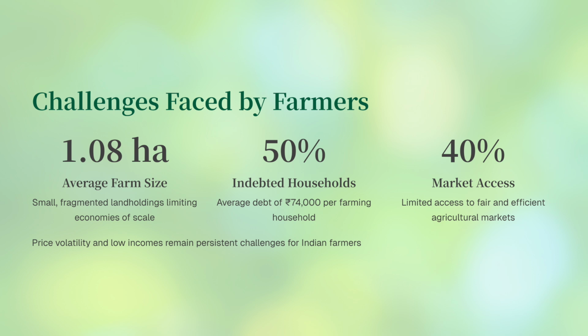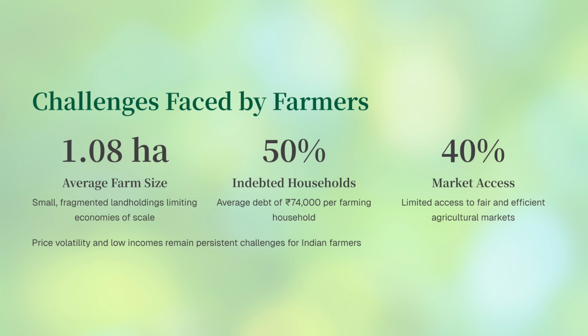Fragmented lands hinder economies of scale, complicate irrigation and limit access to advanced farming technologies. While cooperative farming or land consolidation could offer a solution, cultural and legal barriers have prevented widespread adoption. Secondly, indebtedness and financial distress continue to plague Indian farmers.